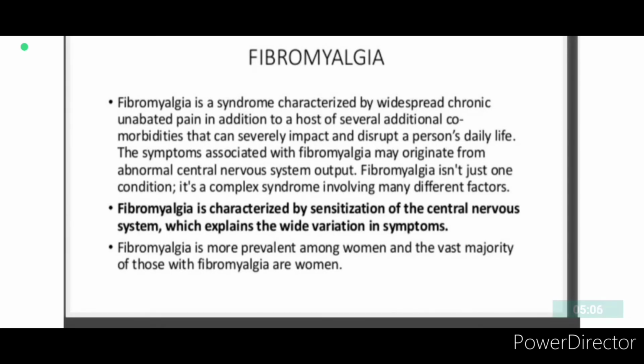Fibromyalgia. Fibromyalgia is a syndrome characterized by widespread chronic unabated pain in addition to a host of several additional comorbidities that can severely impact and disrupt a person's daily life. The symptoms may originate from abnormal central nervous system output. Fibromyalgia isn't just one condition, it's a complex syndrome involving many different factors. It is characterized by sensitization of the central nervous system, which explains the wide variation in symptoms. It is more prevalent among women, and the vast majority of those with fibromyalgia are women.